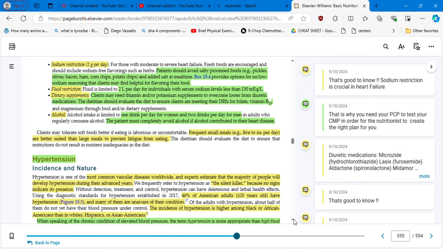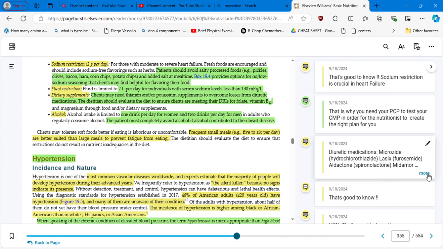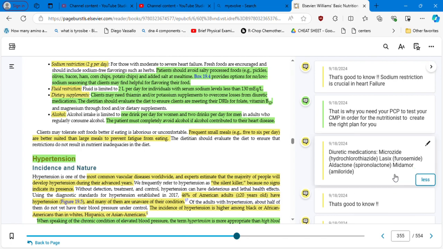So there are some diuretic medications that you need to be familiarized with. Your hydrochlorothiazide is one of them, I would say everybody starts with that. Then your Lasix, which is your furosemide, Aldactone, and your amiloride.